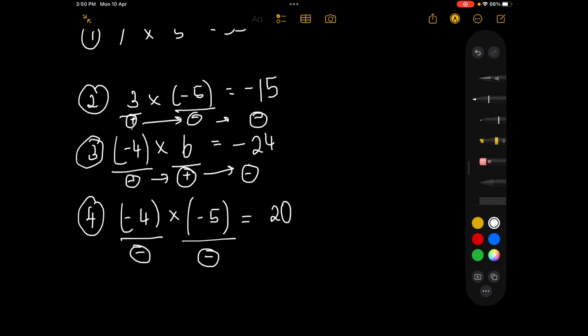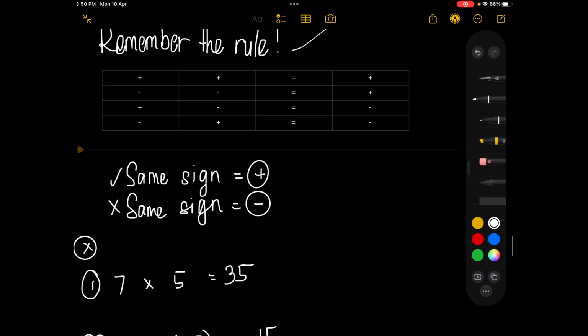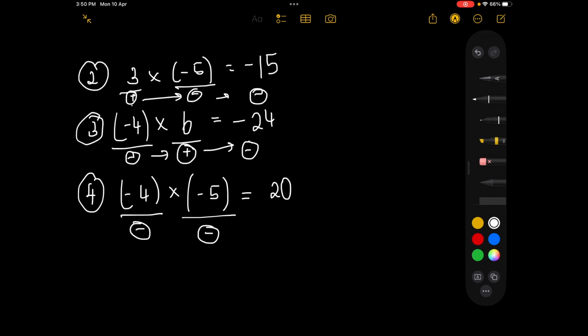When both of the numbers have the same sign, as per the rule, the answer must be positive. So negative 4 times negative 5 is indeed just 20, or we can say plus 20. If you don't put a plus sign in front of a number, it's also considered positive. There's no difference. 20 and plus 20 are the same thing.